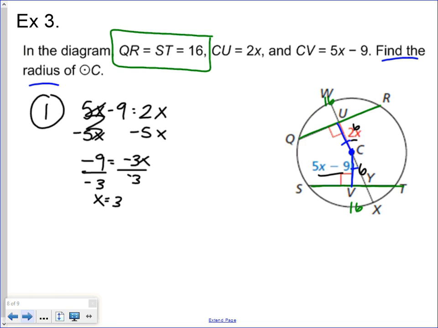And you want to find a radius. Your radius goes from the center to a point on the circle. We're going to create here a right triangle so we can use the Pythagorean theorem. So I'm going to connect this center piece to one of these 4 points. It doesn't matter which one. I'm going to choose S. Because when I do that, I've just created a nice little right triangle that I can do the Pythagorean theorem on.